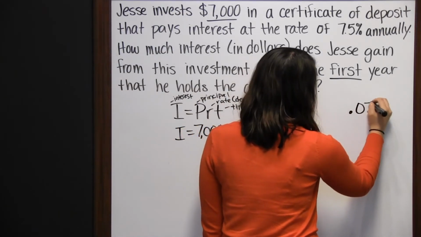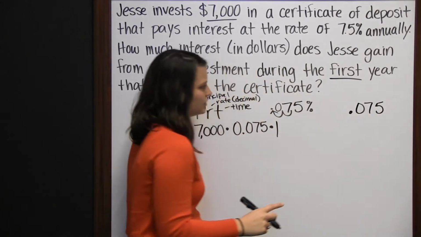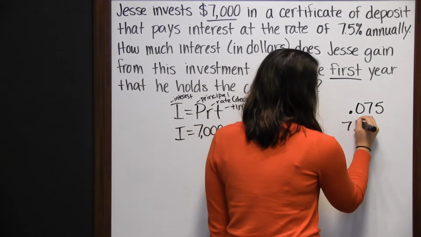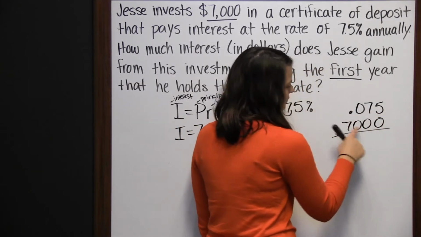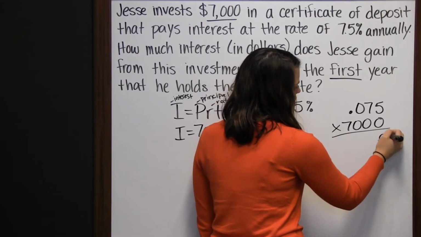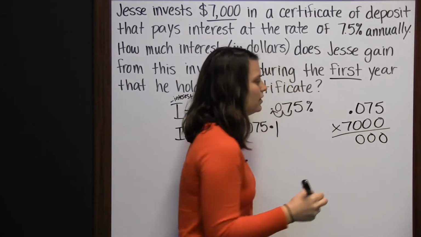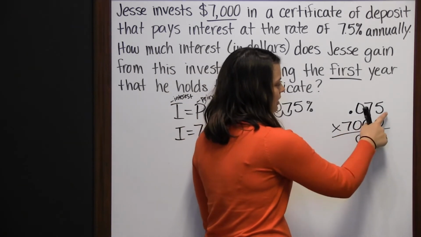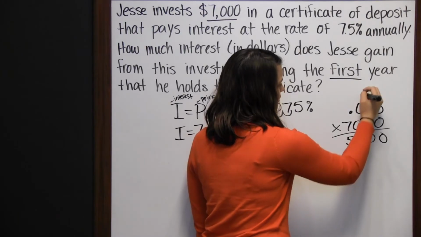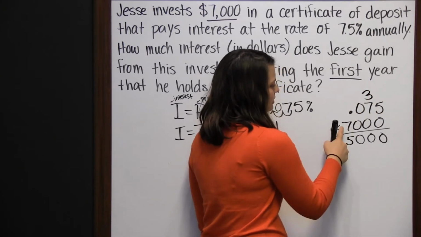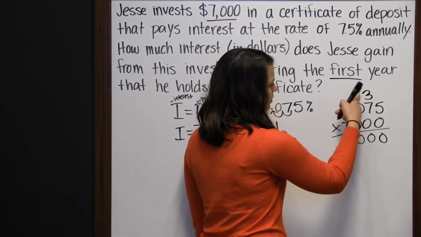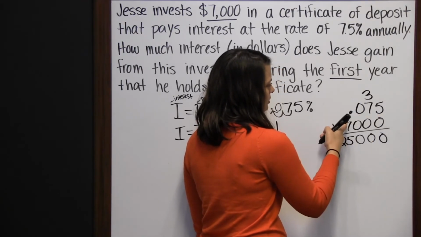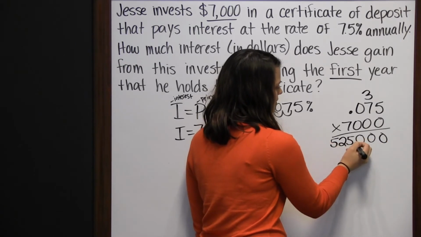So I have this 75 thousandths, and I'm going to put it on top because it's very easy to multiply times 7,000, since the first thing I'm going to do is just write down those three zeros. And then the only number I really have to multiply by is the 7. So 7 times 5 is 35, right? The 5, carry the 3. 7 times 7 is 49, plus 3 is 52. And then we have three numbers behind the decimal, so three numbers behind the decimal.